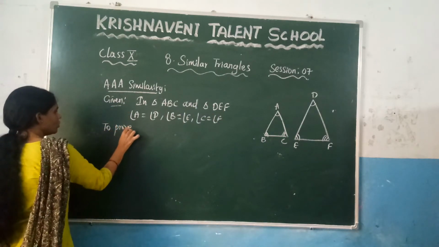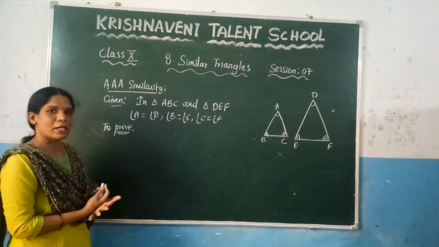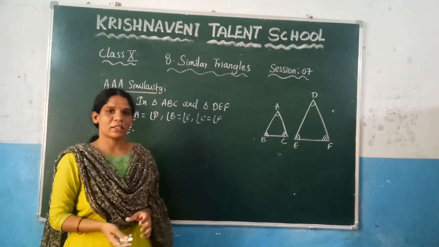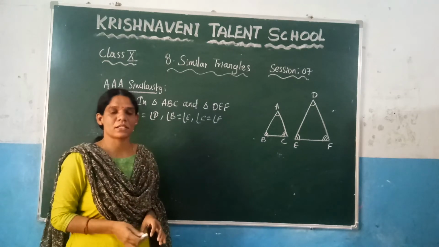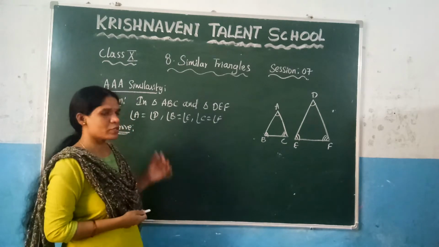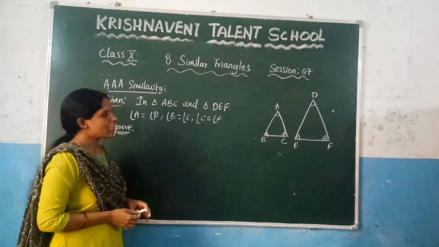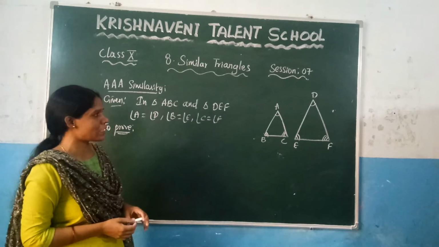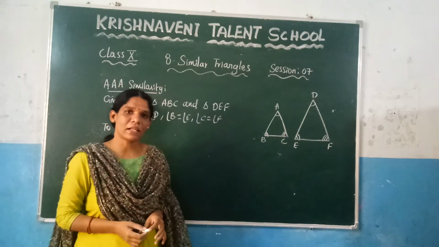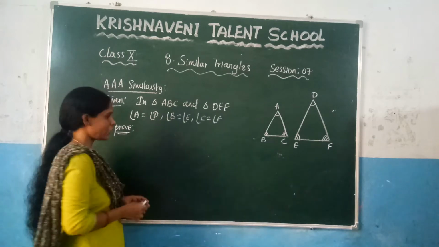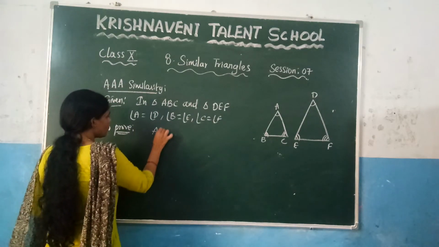We need to prove that their corresponding sides are proportional. That means if one condition is satisfied, then you can say that the other condition is also satisfied by using this theorem. Now we are going to prove that theorem. If you consider any two triangles, if their corresponding angles are equal, then we can prove that their corresponding sides are proportional. So what we need to prove here is that their corresponding sides are proportional.